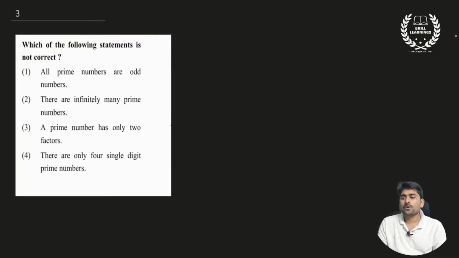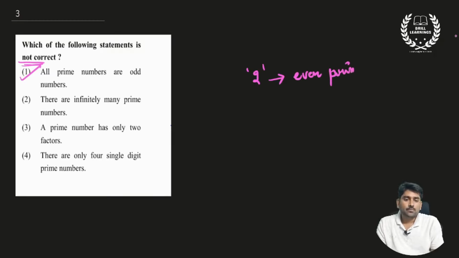So which one of the following statements is not correct? Here they are asking about the not correct statement. So let's check. First condition, all prime numbers are odd numbers. This is wrong. This is wrong means this is our answer. Why? 2 is an even prime number. That is why this statement is wrong. That is why this is our answer.